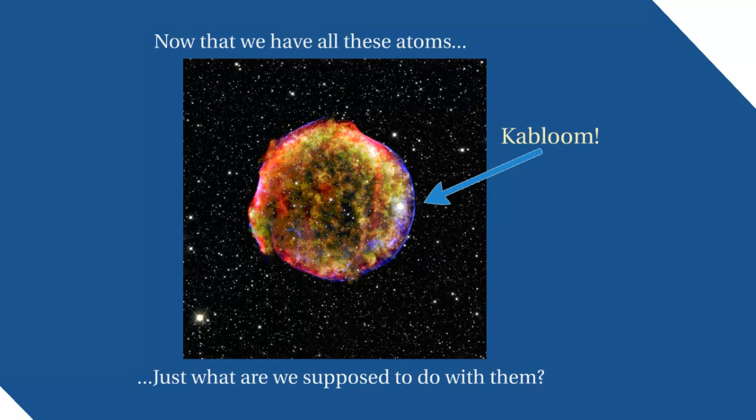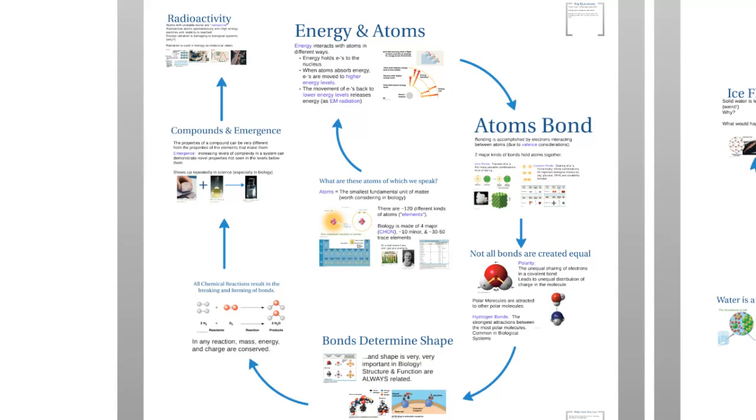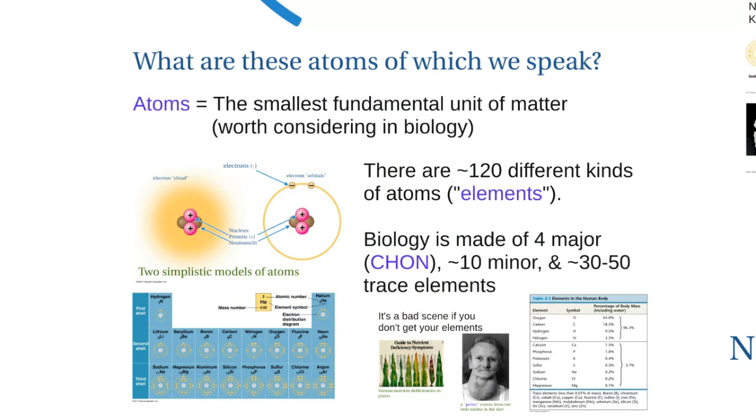So now that we have all these atoms, just what are we supposed to do with them? Well, we think about our chemistry. And so again, in biology, the atom's the smallest fundamental unit that we'll talk about. There's approximately 120. I know there was 100, and I'm not sure what the number is up to right now. Mrs. Fellows would probably know, like maybe 126 for the number of elements on the periodic table. In biology, we don't focus on very many of them.